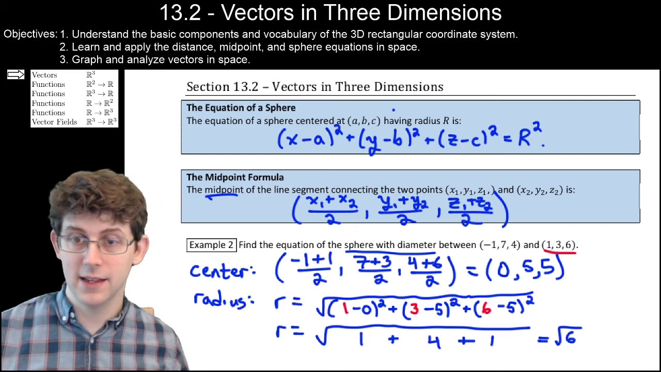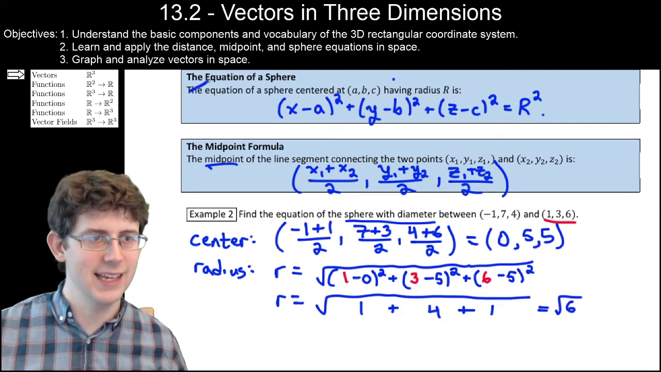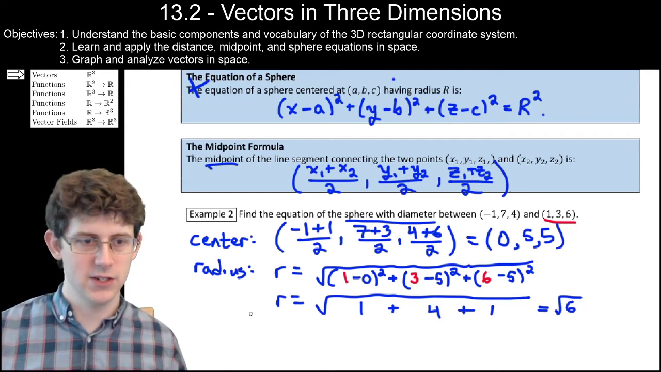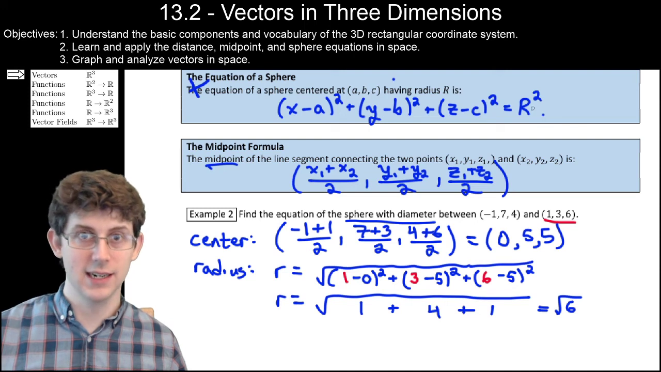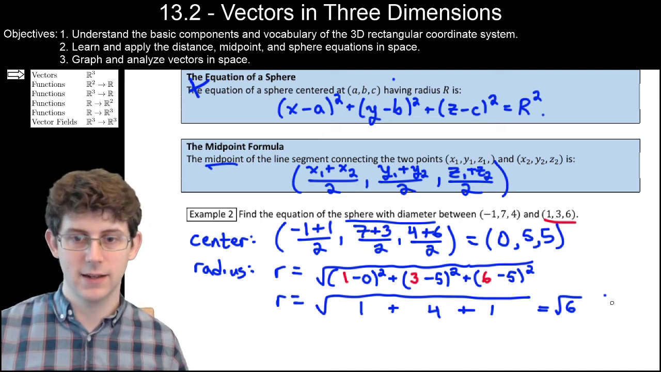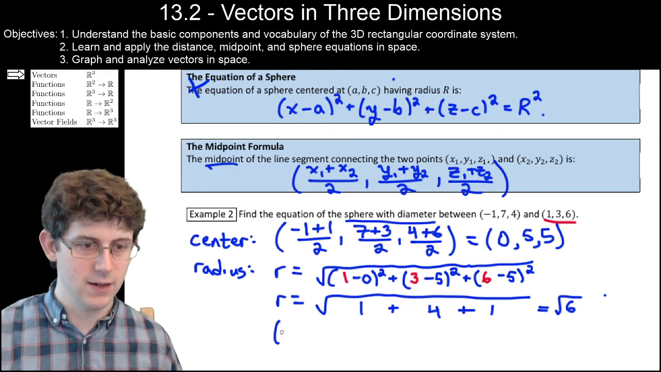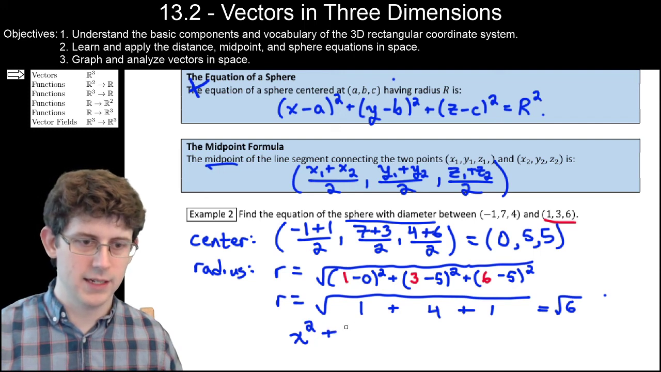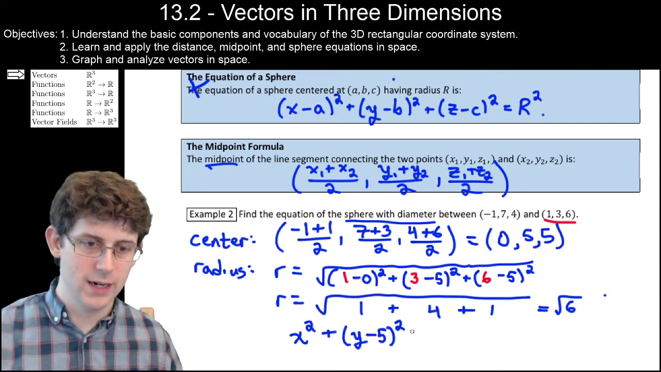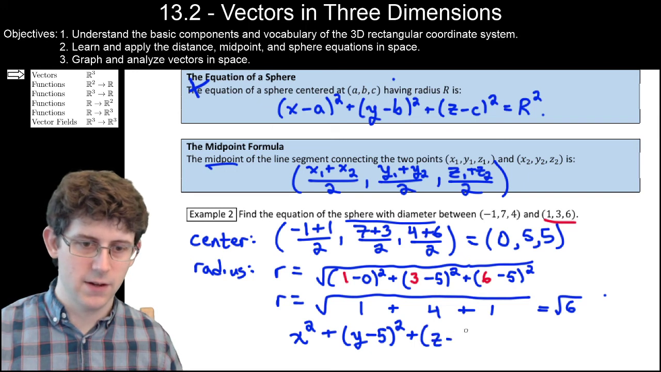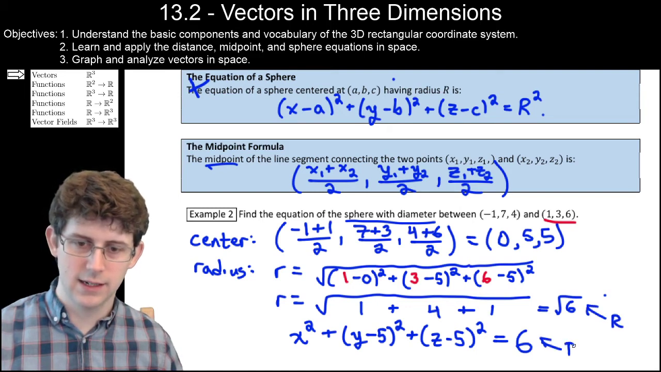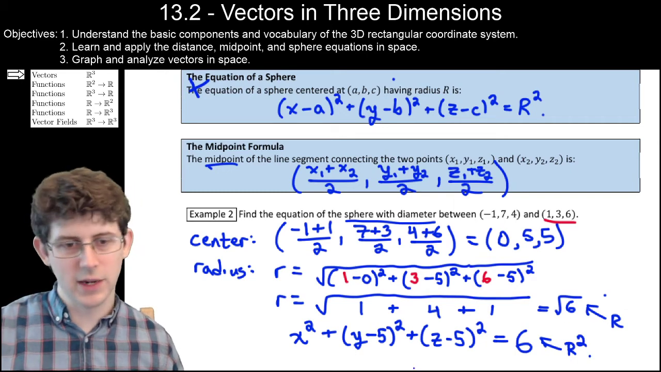To put it all together, the equation: there's lots of equations for any shape, but the best, easiest equation for a sphere is you just drop the radius, this number square root of 6, in here, and you drop the center point into a, b, c. So our easiest equation for this sphere will be x minus 0 squared plus y minus 5 squared plus z minus 5 squared is r squared. So this is r, this is r squared. So here's our equation of our sphere.